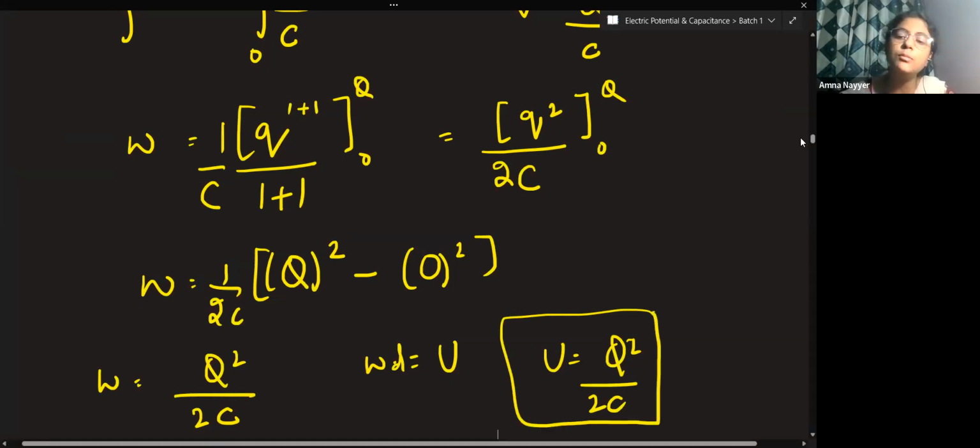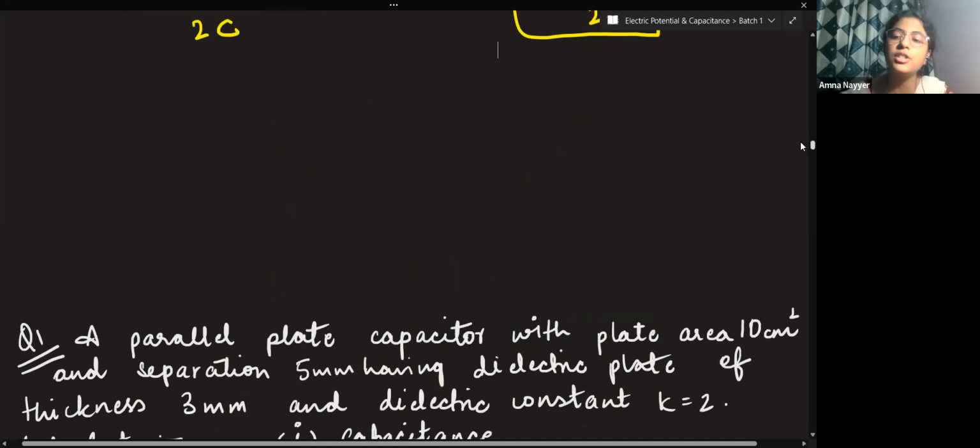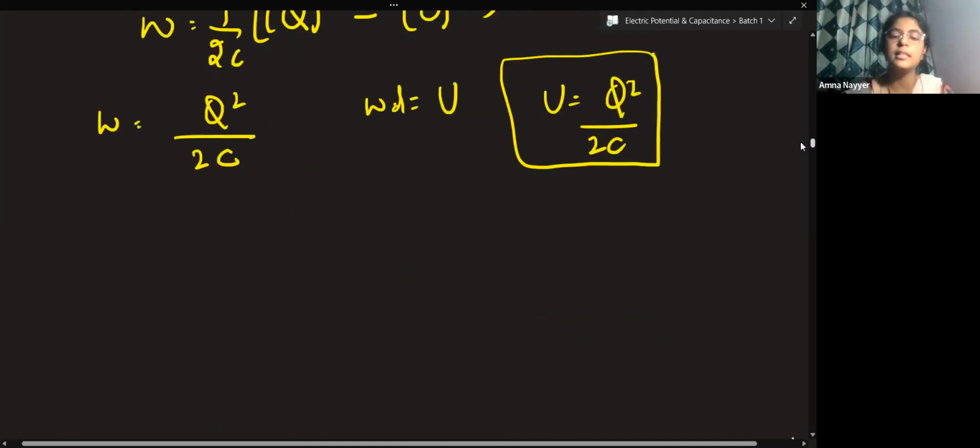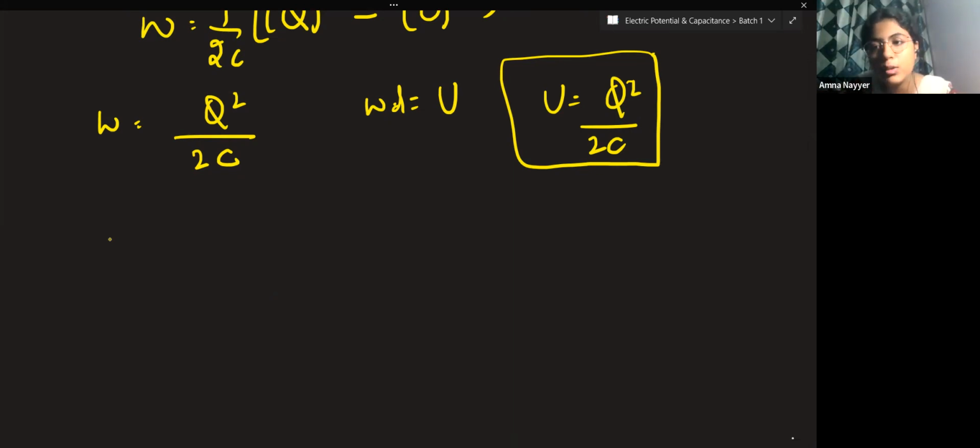Now, this is in terms of what? This is in terms of charge and capacitance, Q and C. If we have information of only capacitance and voltage, or only voltage or charge, then how do we solve it? This formula is valid if you know charge and capacitance only. What if other quantities are mentioned to you?